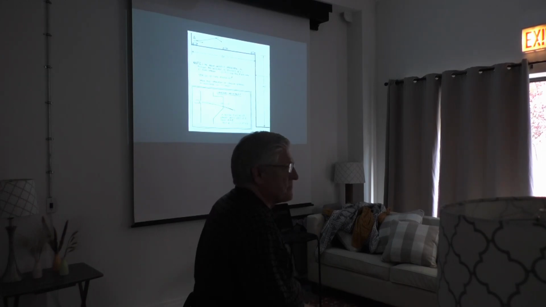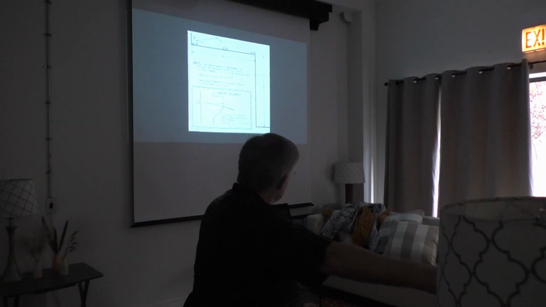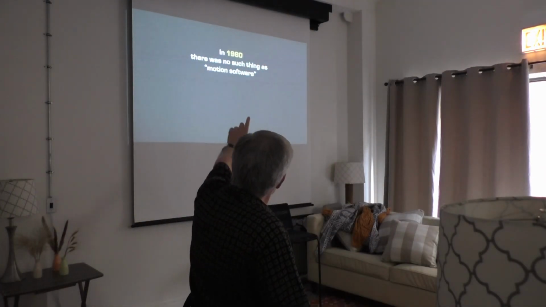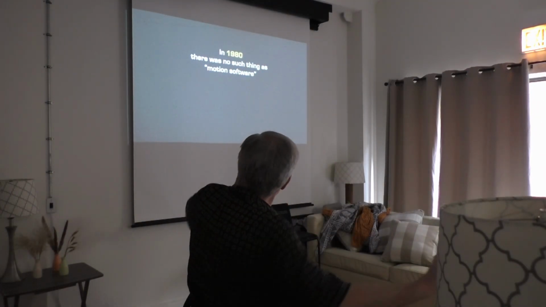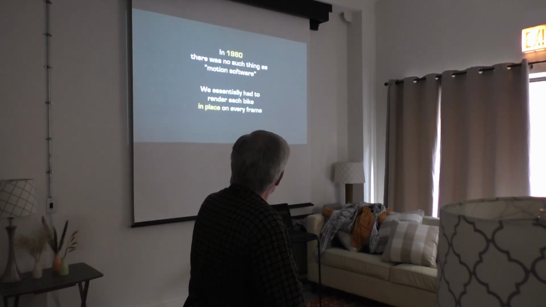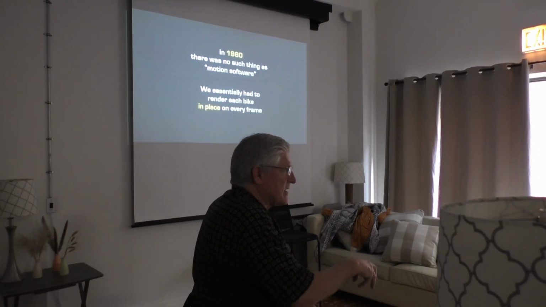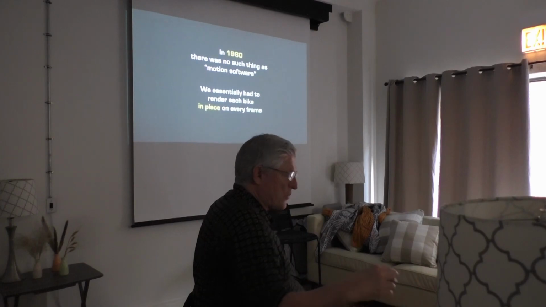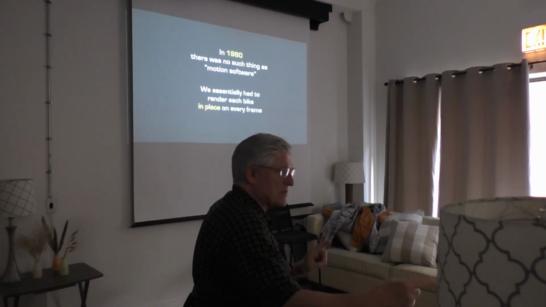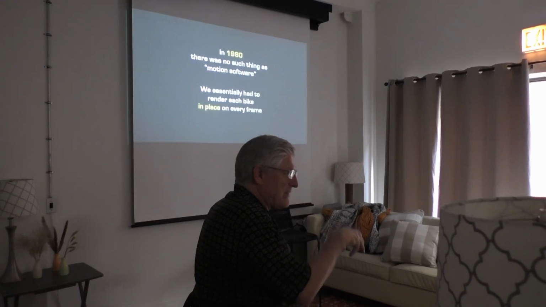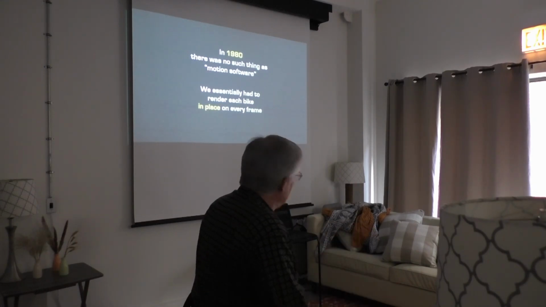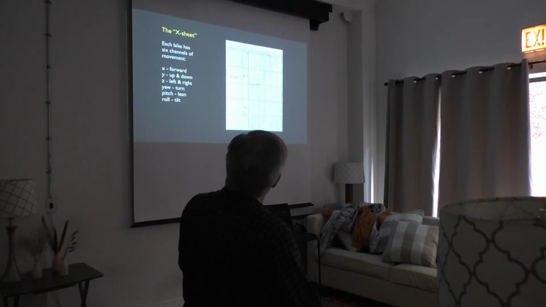And you're still plotting out physically how many feet the camera would be moving up. Sure. Right. So, there's no such thing as motion software. We had to render each bike on every frame. So for 1 second of movement, 24 frames, we had to say, frame number 1, you have these numbers. Frame number 2, you have these numbers. Frame number 3, you have these numbers.